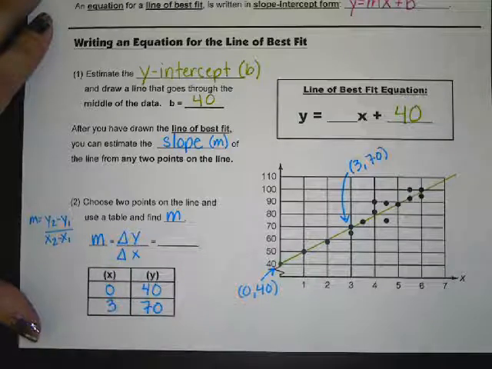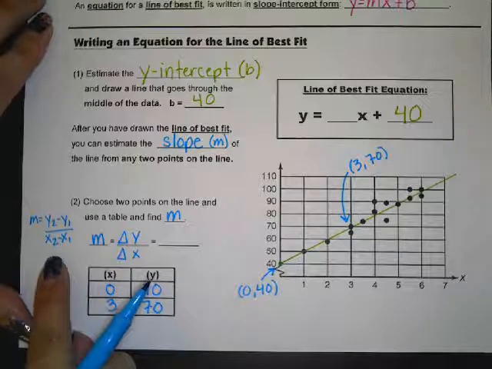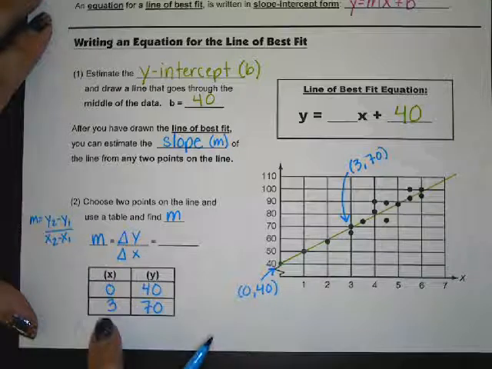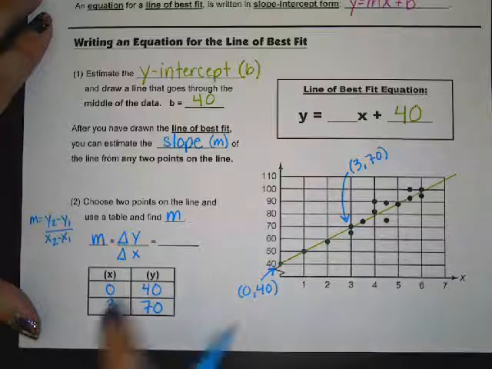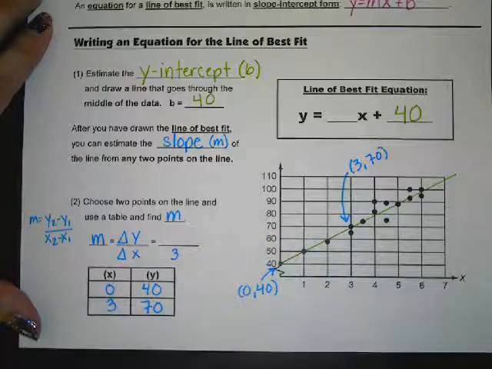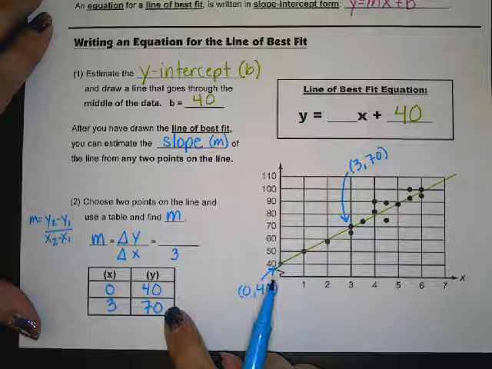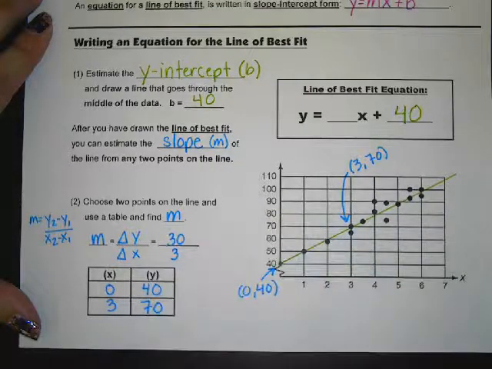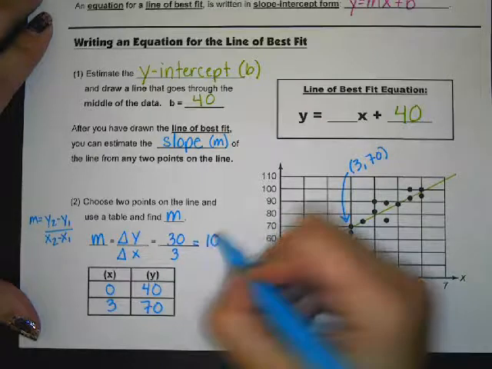Okay. Now we can use our slope formula to find the difference, or you can just look at the chart and say, what's the difference between 0 and 3? And that's my x value. It's going to be 3. And the difference between 40 and 70 is 30. Okay, and it's positive, so I know my slope has to be positive. So this is the same thing as 10. So my slope would be 10.